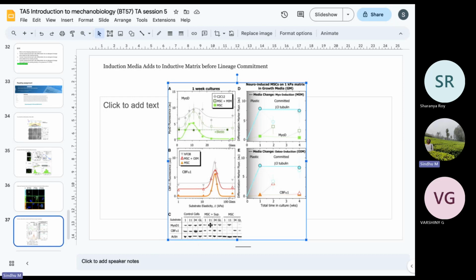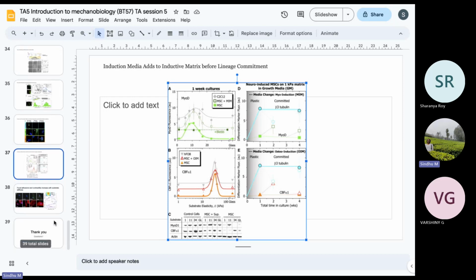So you have to compare the second and the third one. In the second one, muscle cell, the 11 kilopascal band is thicker compared to the third one. And at 34 kilopascal, in the third one there is no band, but in the second one there is a band, because in the second one it is not just the stiffness but the media as well. So from this experiment, we are able to say that both the substrate stiffness as well as the media conditions dictate the stem cell fate.